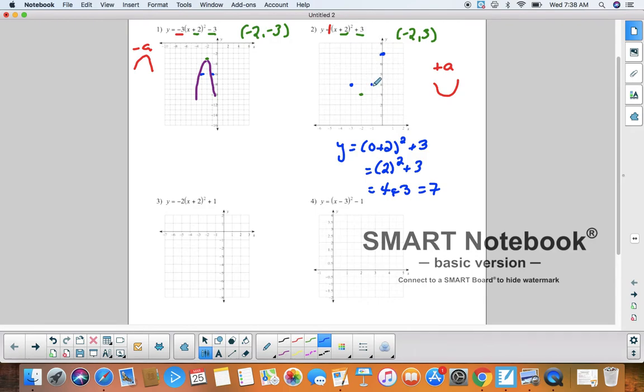So take a look at this. From this point, I had to go over 1 and up 1, 2, 3. So I'm going to do the same on this side. I'm going to go back 1 and up 1, 2, 3. Now I have a better view of what my parabola is going to look like because I went and found that extra point. And so my parabola is going to look like this.